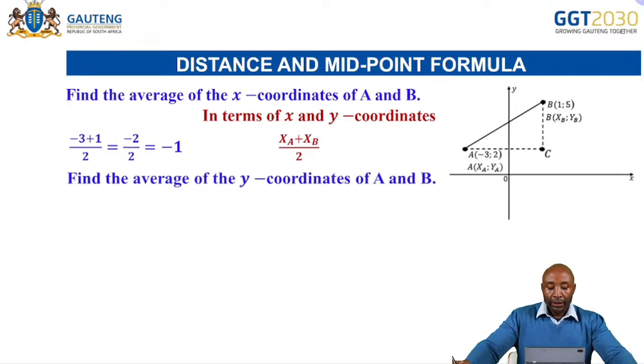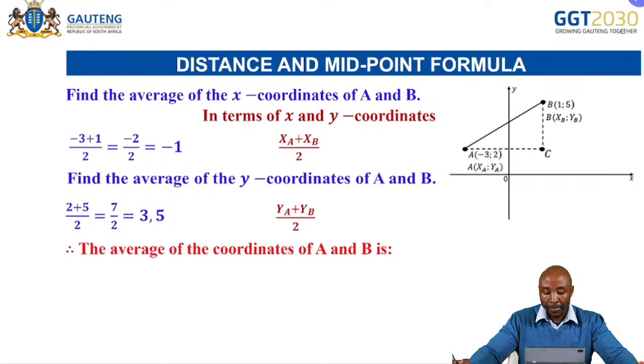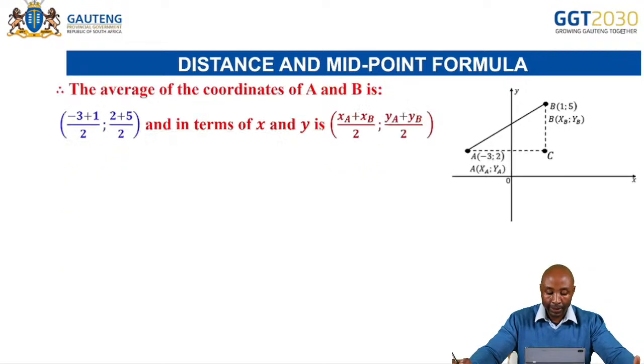We move on, and for us to get the average of the x coordinates, you add the x coordinate at A and the x coordinate at B, and divide by 2. In this case, we'll have -3 added to 1. We get -2, divide that by 2, we will get -1. To find the average for the y coordinates, you add the y coordinate at A and the y coordinate at B, and then you divide them by 2, and that will give us 7/2 or 3,5. Now, the average of the coordinates A and B is what is going to give us the midpoint of the line segment AB in this particular case.